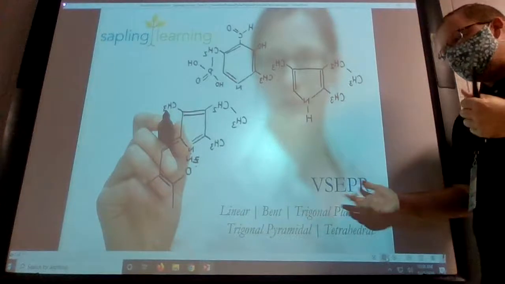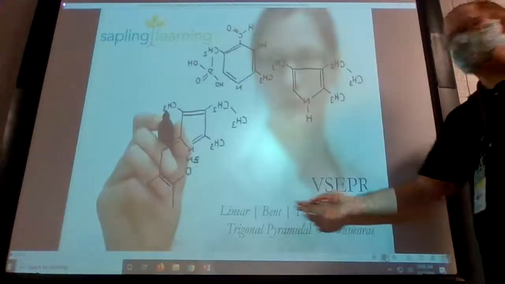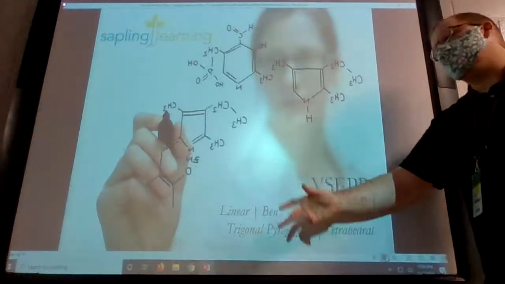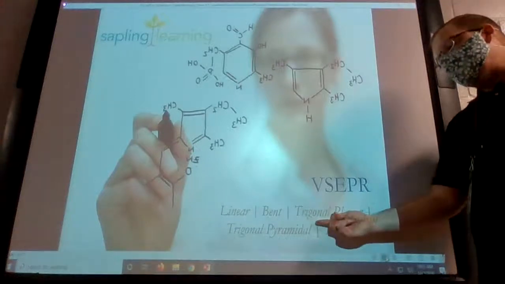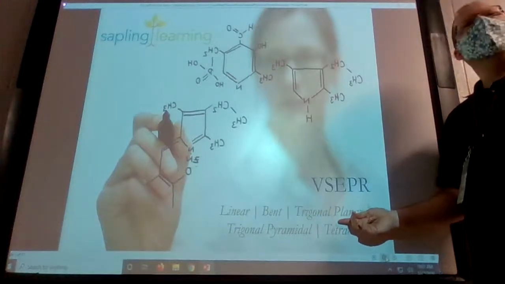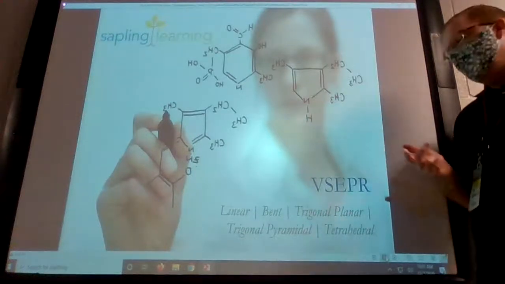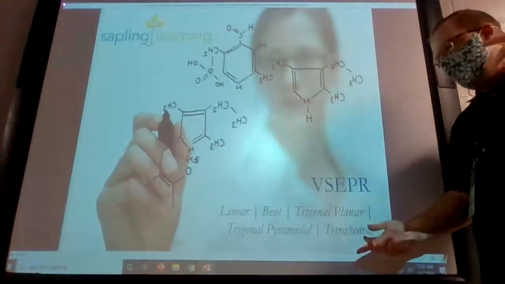And so what they have listed underneath VSEPR here are the different shapes. We have linear. What's linear going to be? A line. Just a line. Linear is a line. Bent is going to be a bent line. Trigonal planar. What does trigonal planar sound like? Triangle. It's going to be like a triangle. And planar means like flat. So it's going to be like a flat triangle.